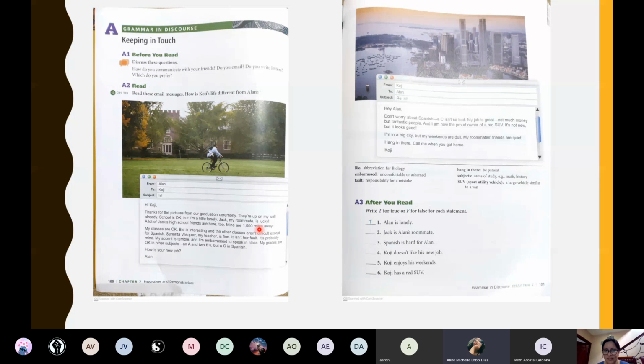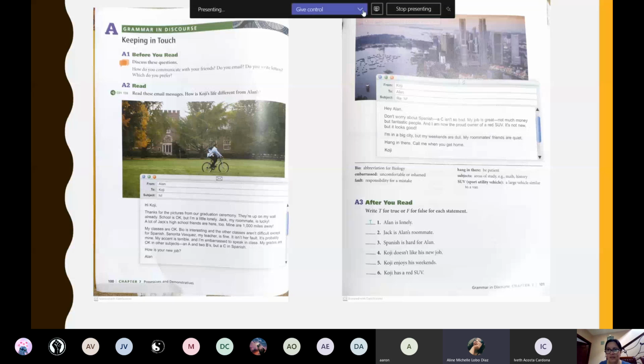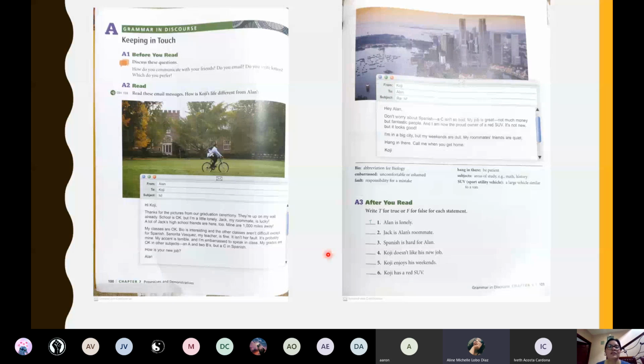So I'm going to ask one. One is going to be Alan and the other is going to be Koji. Alan is going to be a boy. So I'm going to ask Daniel Martinez. Daniel Martinez, read what Alan wrote to Koji. Read this part of here.